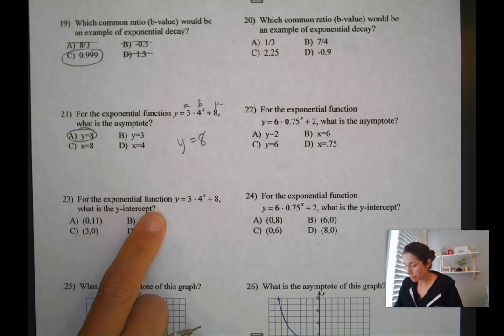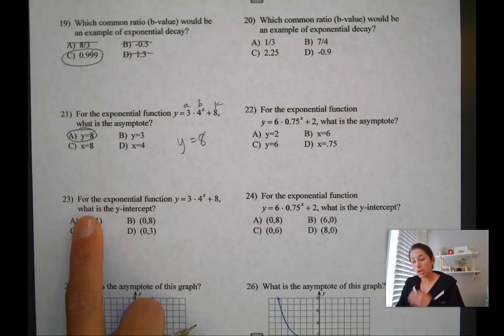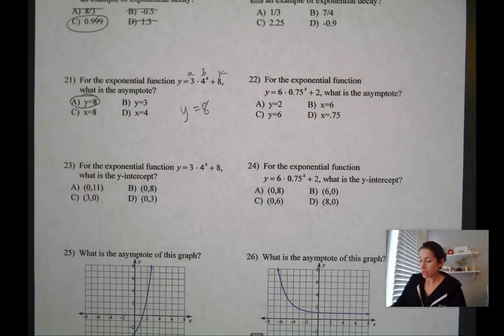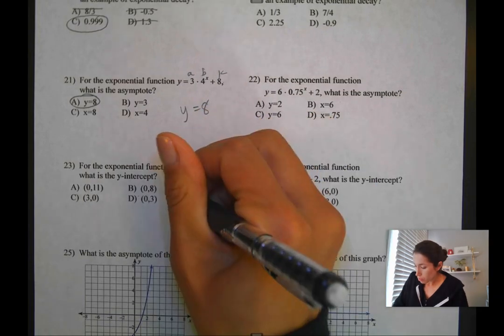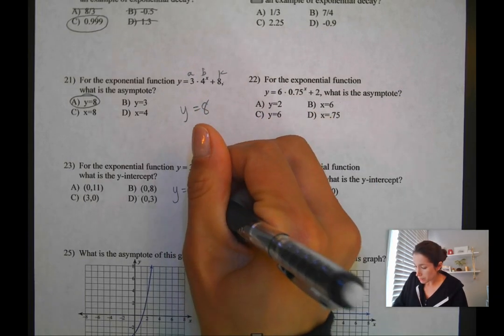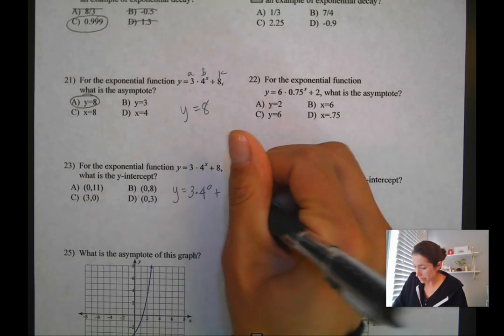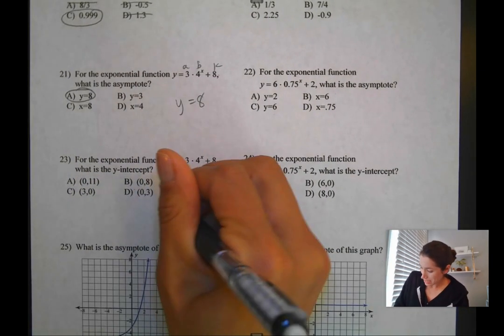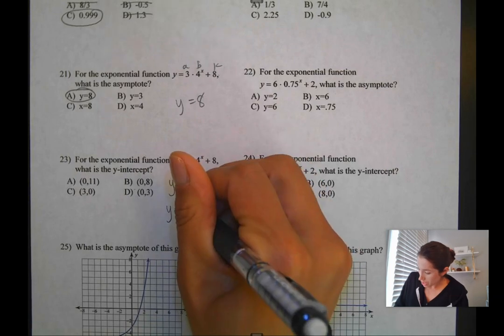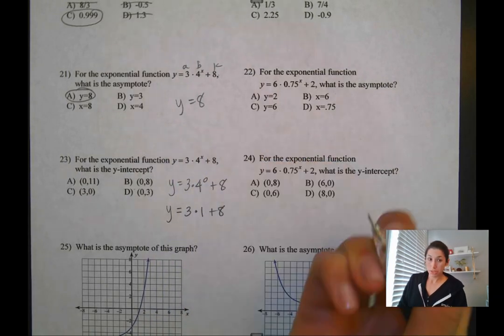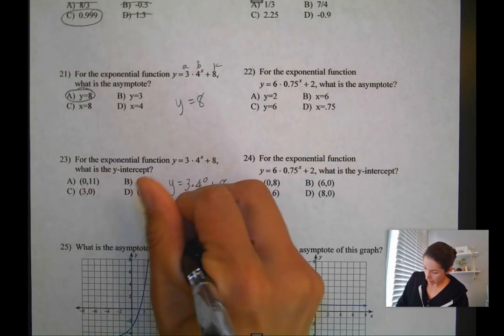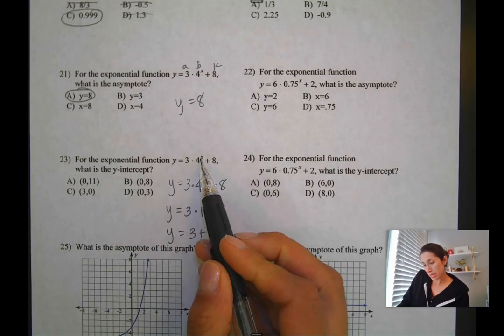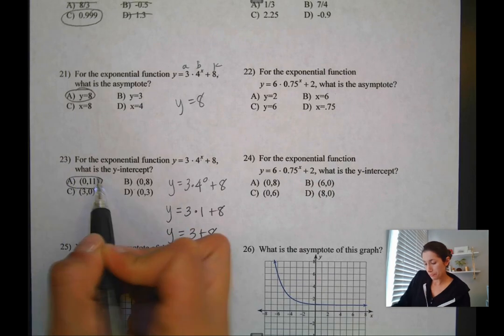For the exponential function, what is our y-intercept? Remember, our y-intercept is when our x value is equal to 0. So we're going to plug a 0 in here. So y equals 3 times 4 to the power of 0 plus 8. Well, remember, anything to the power of 0 is 1. So this is going to be 3 times 1 plus 8. 3 times 1 is 3, and 3 plus 8 is going to be 11. So when I plug a 0 in here, my output is 11.